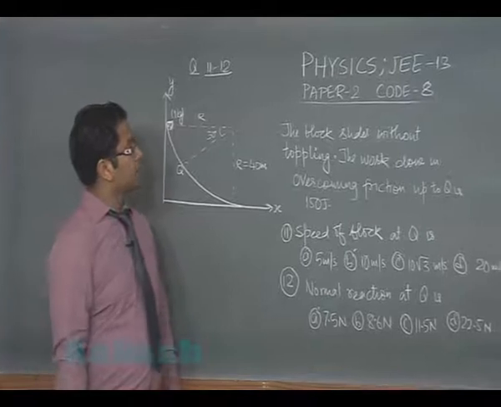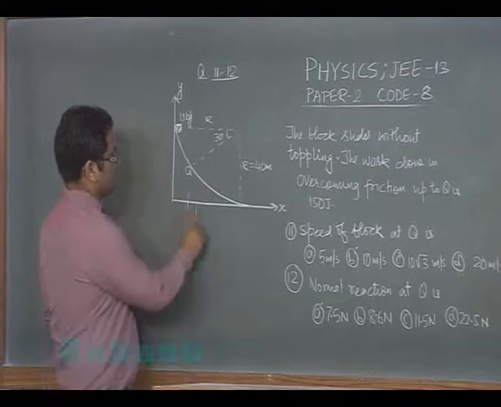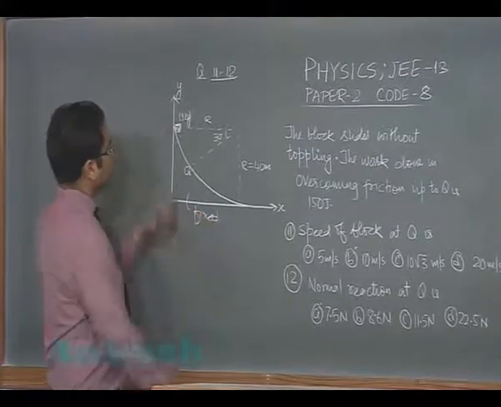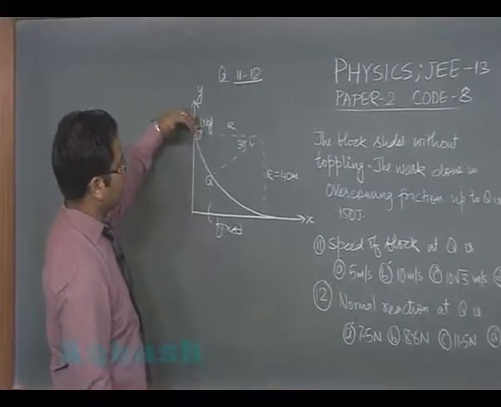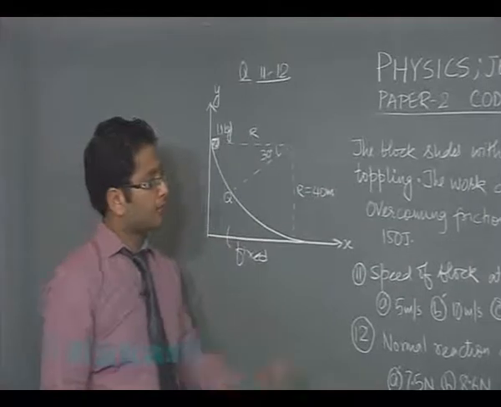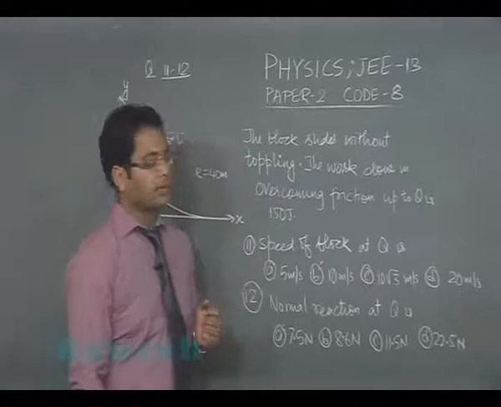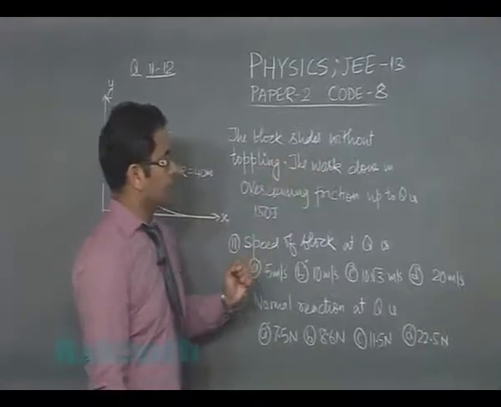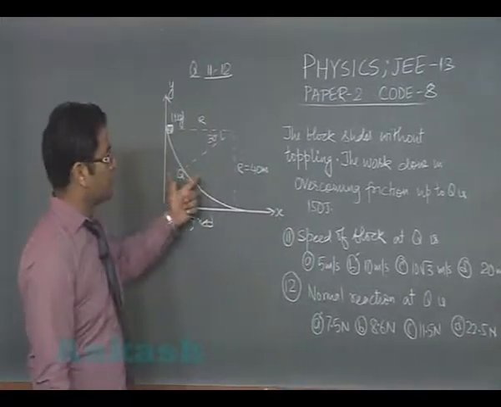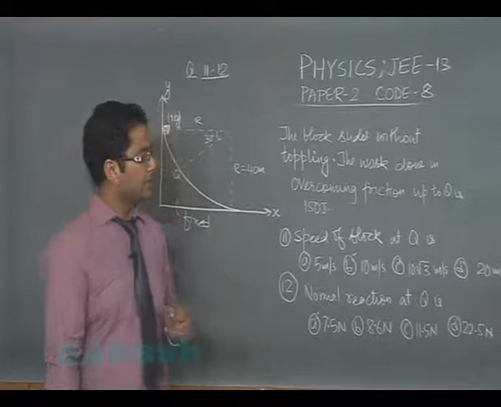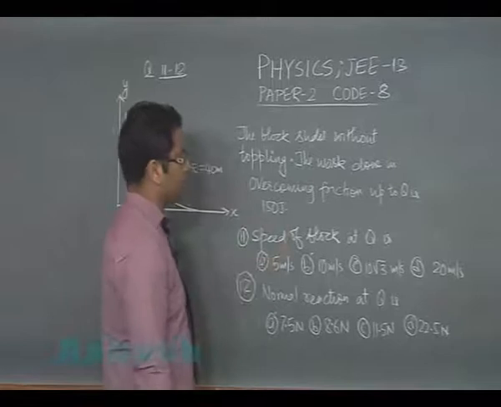Alright, now let's go to question number 11 and 12. It has been given a wedge which is fixed, and there is a block of mass 1 kg which is released from rest. The wedge is rough because the question says the block slides without toppling and the work done in overcoming friction up to Q is 150 joule. So when we come till Q, the work done in overcoming friction is 150 joule. We got to find speed of block at Q.